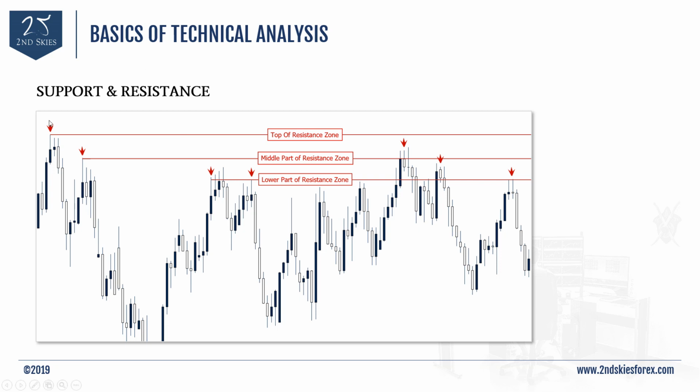As you can see here to the left, you have the initial rejections in this area, and then the lower part forms. So we have a lower part, a middle part, and a top part of the zone. And just because this area is taken out here doesn't mean it's all free to continue bullish here. It just means that price is pulling deeper into this very wide zone of resistance.